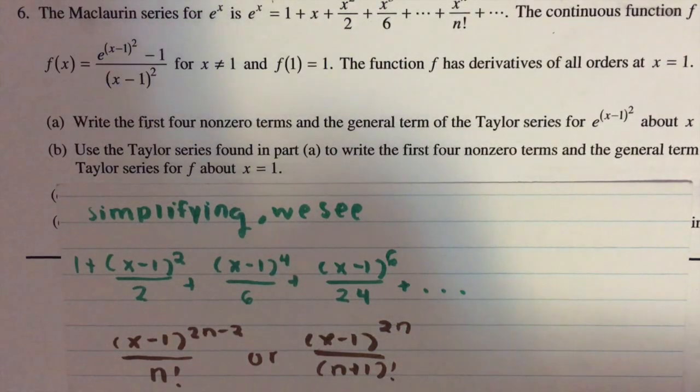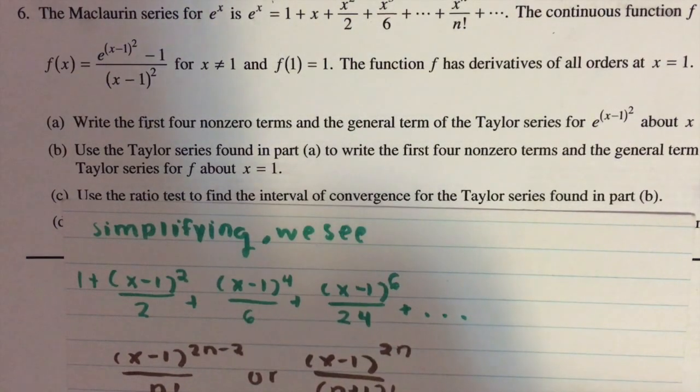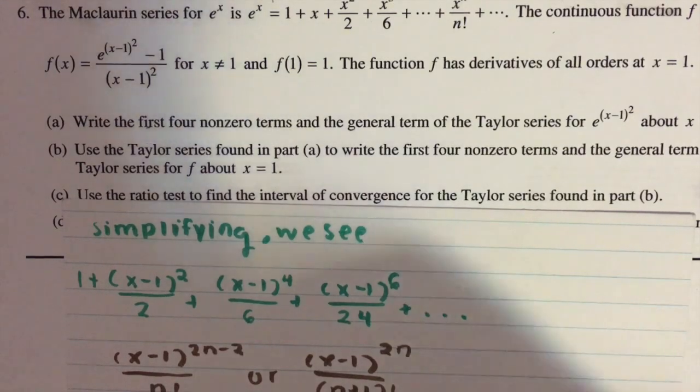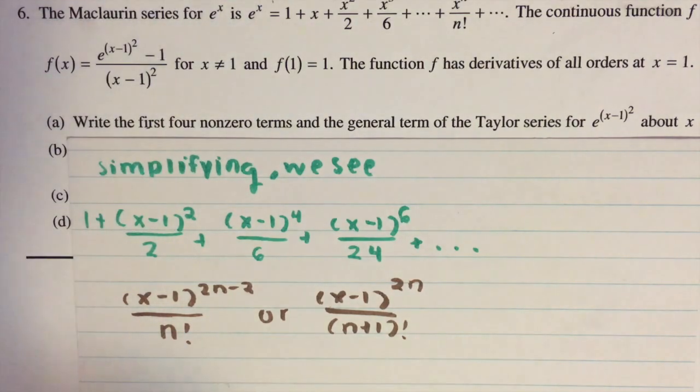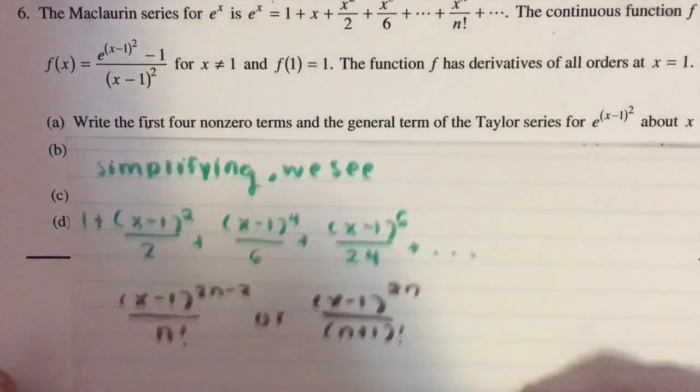Part C asks us to use the ratio test to find the interval of convergence for the Taylor series that we found in Part B. The Taylor series found in Part B was 1 plus (x minus 1) squared over 2 plus (x minus 1) to the 4th over 6 plus (x minus 1) to the 6th over 24. A general term could be (x minus 1) to the 2n over (n plus 1) factorial or (x minus 1) to the 2n minus 2 over n factorial.